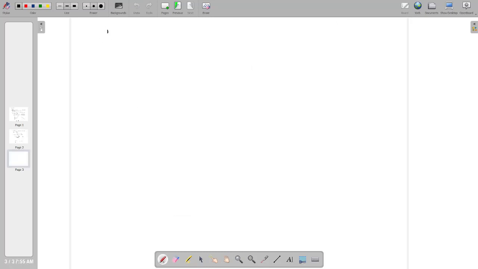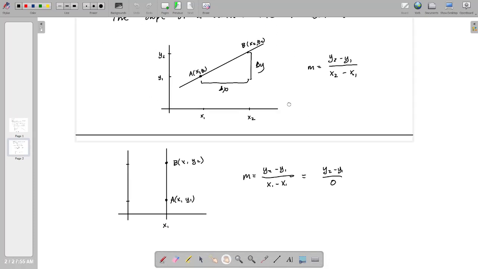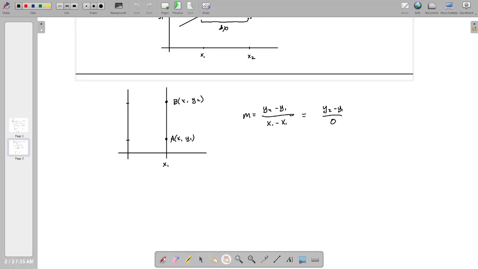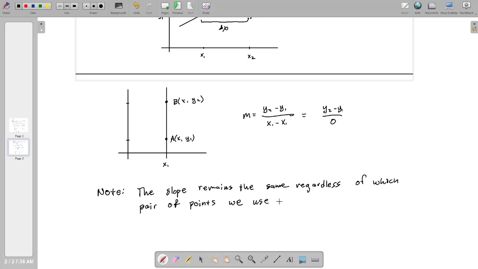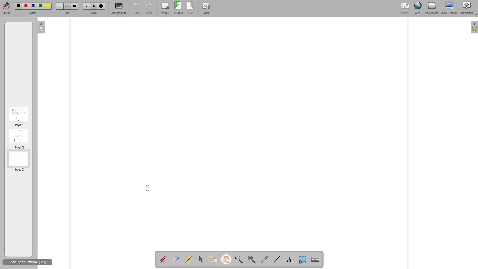I do want to make a note here really quickly. The slope remains the same regardless of which pair of points we use on the line. Let's go ahead and do an example next, and I'll illustrate this note in this example as well, just for practice.